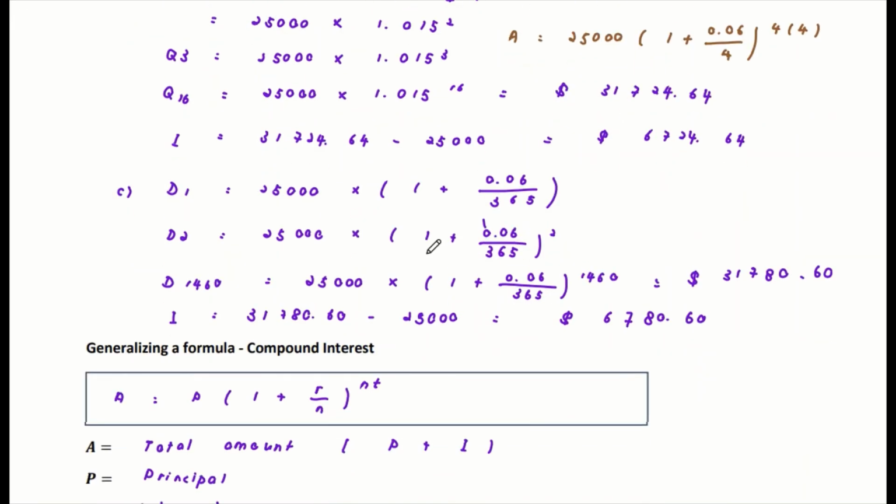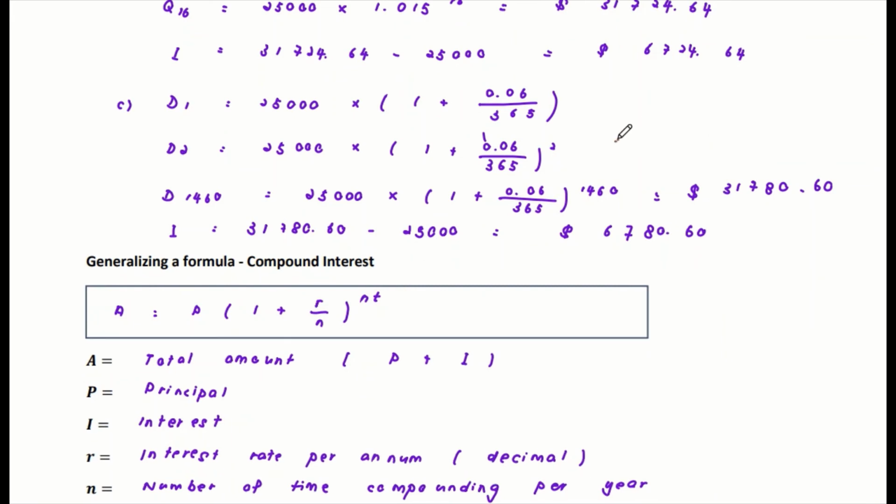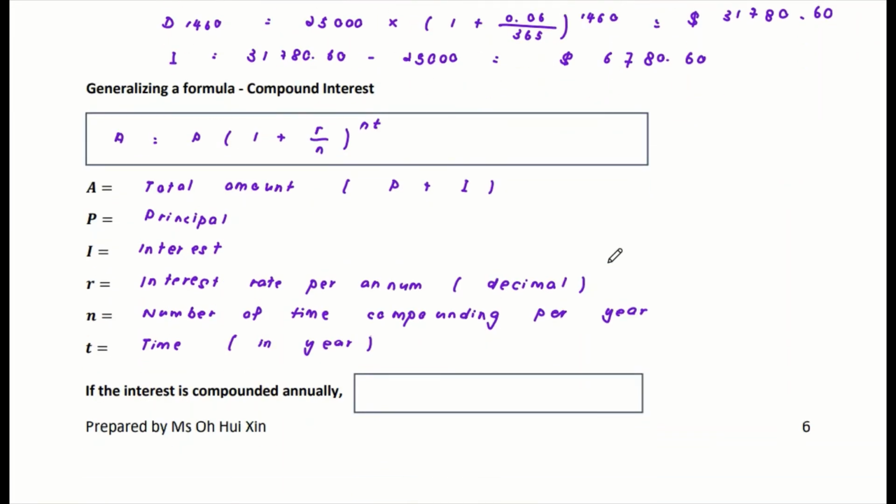Same thing moving forward for part C also. If you want to get A, then you take your principal and multiply by 1 plus the R here, 0.06. How many times do you compound? Compounded daily, so in 1 year you have 365 times. So N times T is 365 times per year and you have 4 years. So at the end, you get exactly the same thing here. Alright, so that's the way you look at this formula.